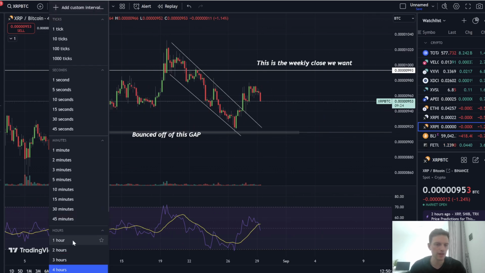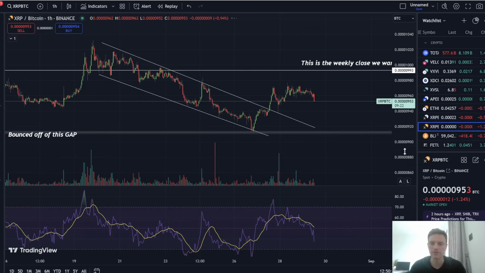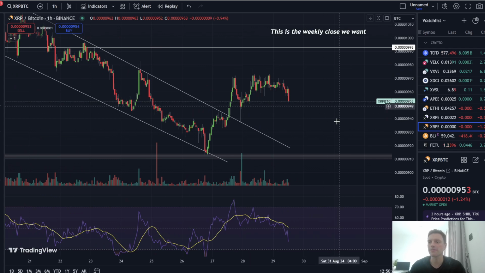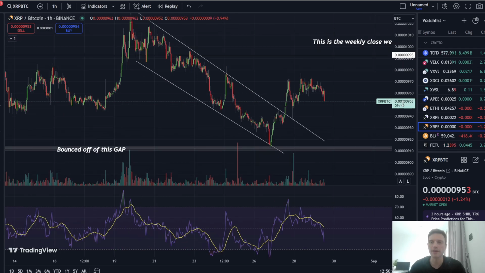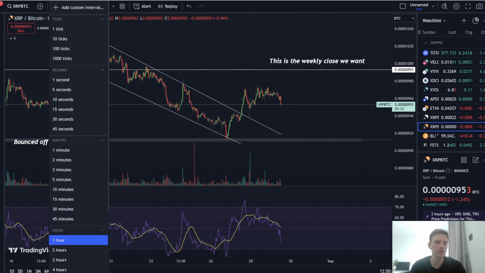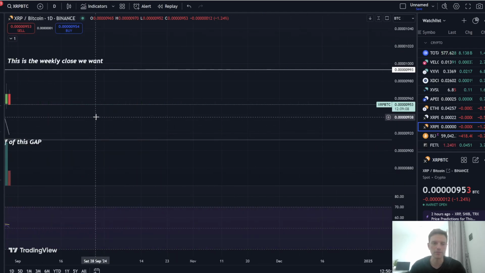Let's have a look on the daily and the hourly time frame to see if we can see anything different. Now, it looks like we are losing some strength against Bitcoin, but this is fine. As I said, I wanted Bitcoin market cap to expand and Bitcoin price to go up. It gives us more momentum and more pressure for XRP when we start to actually get that move up.